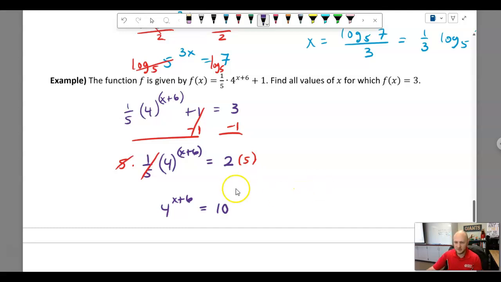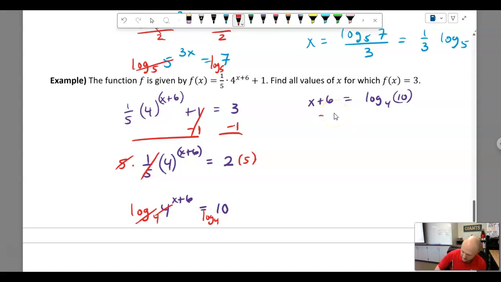Okay, now an exponential equation you can rewrite as a logarithm or use log base 4 in order to cancel. And so what we get is x plus 6 is equal to log base 4 of 10. Now pretty easy to answer here. I'm just going to go ahead and subtract 6 on both sides. So here is our solution. x is equal to log base 4 of 10 minus 6. There you go. There is your solution.